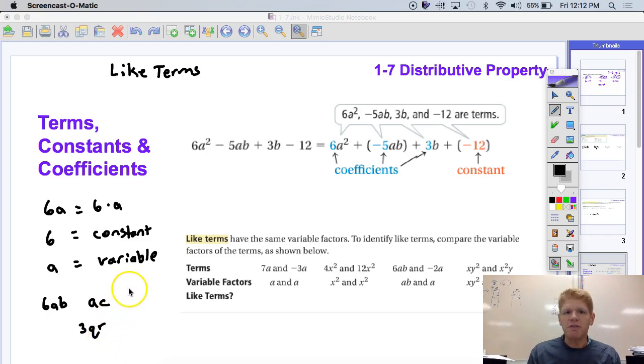So fairly simple stuff. In this case, we have some different terms. We have 6A squared, and then we have 5AB, and we have 3B, and we have 12. Right? We have 6A squared, that is a coefficient. We've got our number here is the coefficient. Right? 6 times A squared, the number is the coefficient. Here, the 5 is the coefficient, the 3 is the coefficient, and the variables are A squared and AB and B. And then we have our constant right here.